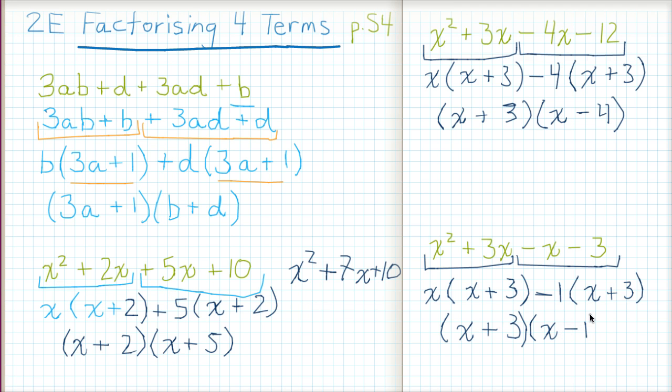If I hadn't written that 1 in there, I might forget. Let's just look at that for a moment. If I just wrote the minus sign there and didn't have the -1, then I might think there's nothing there and just write x. But x plus 3 times x will give me x squared plus 3x. I won't get this part. I need the -1 to get the minus x and the minus 3 back again. So that's my final answer.